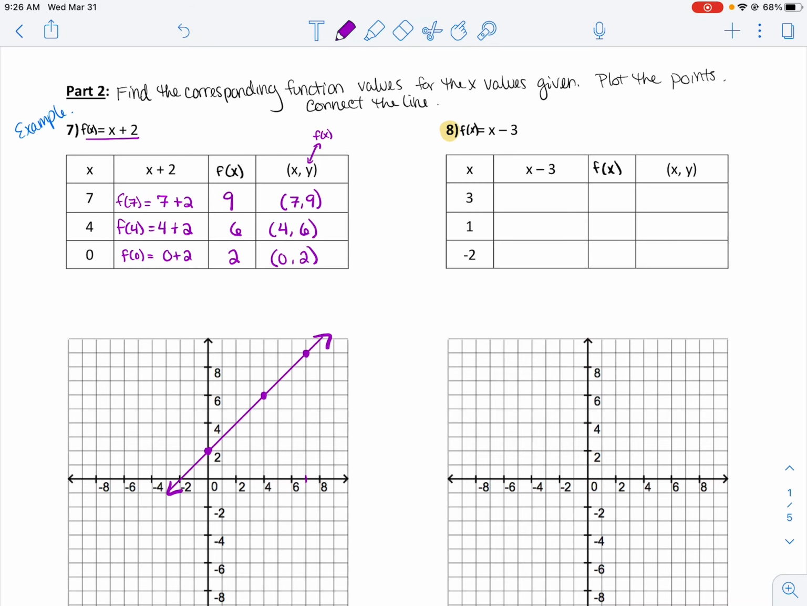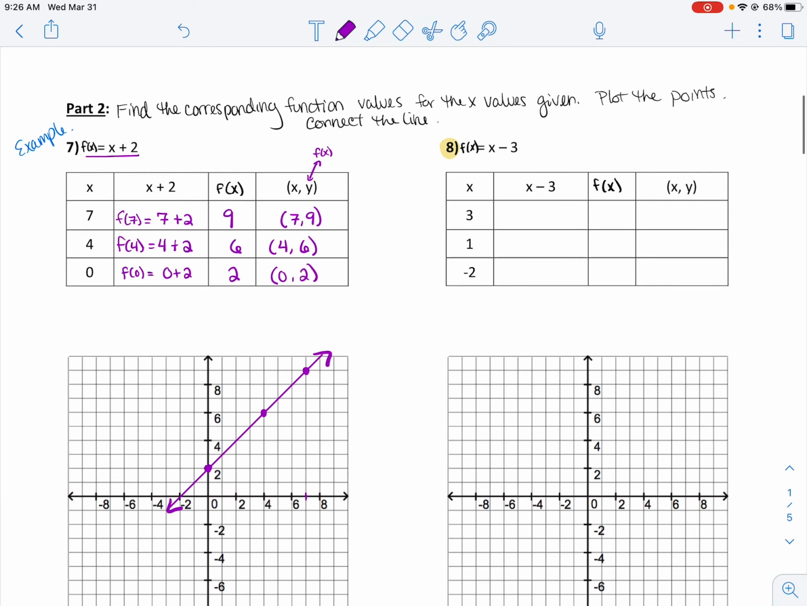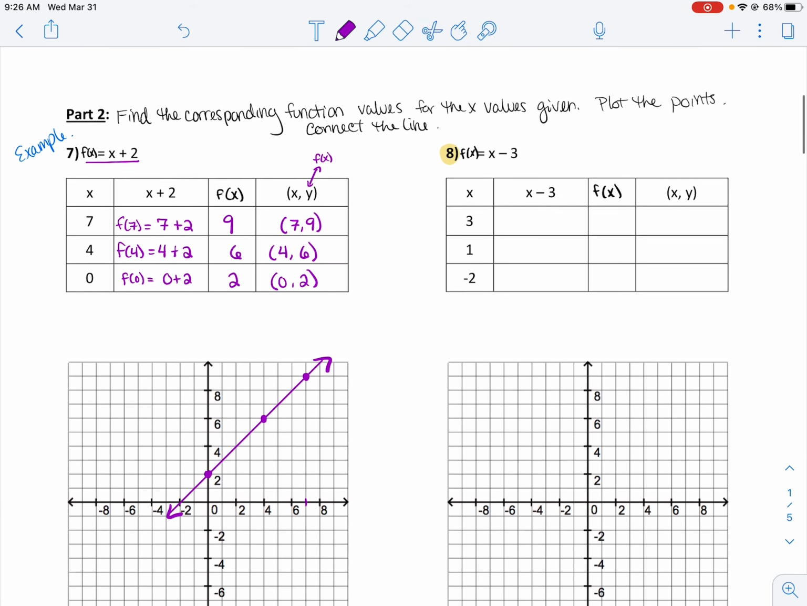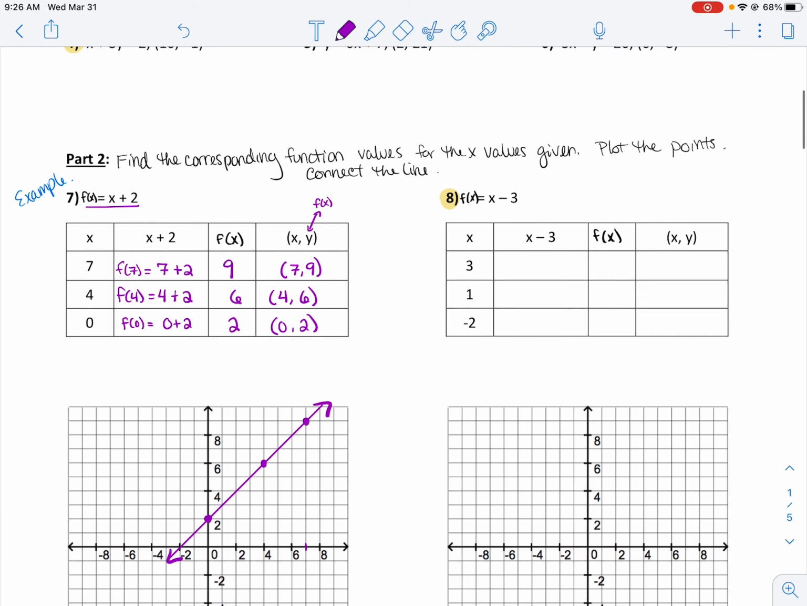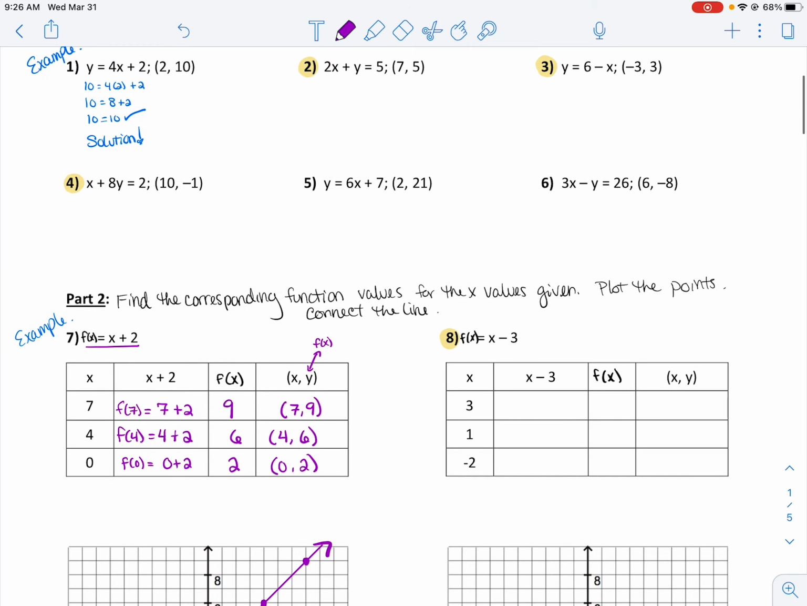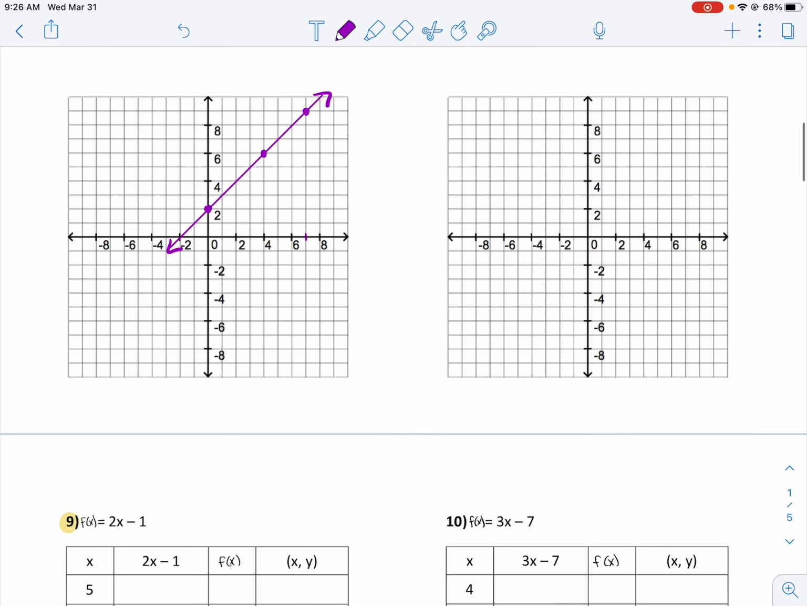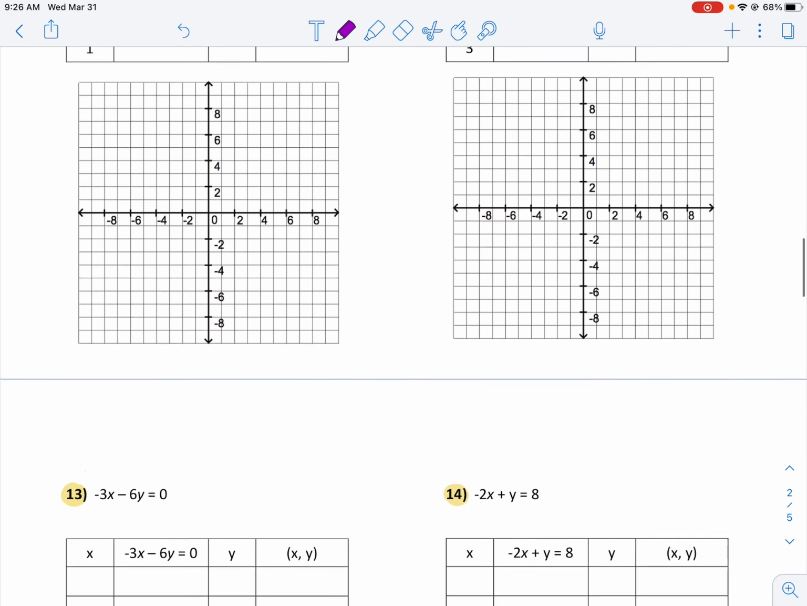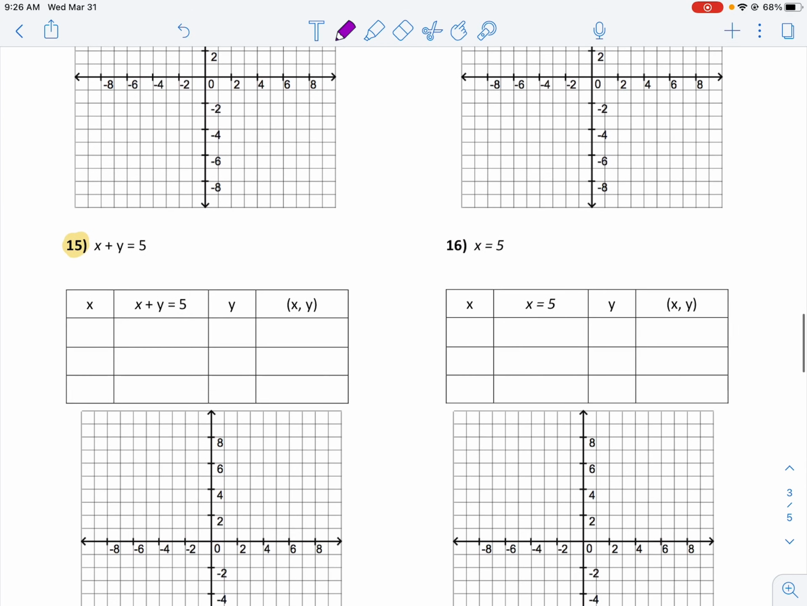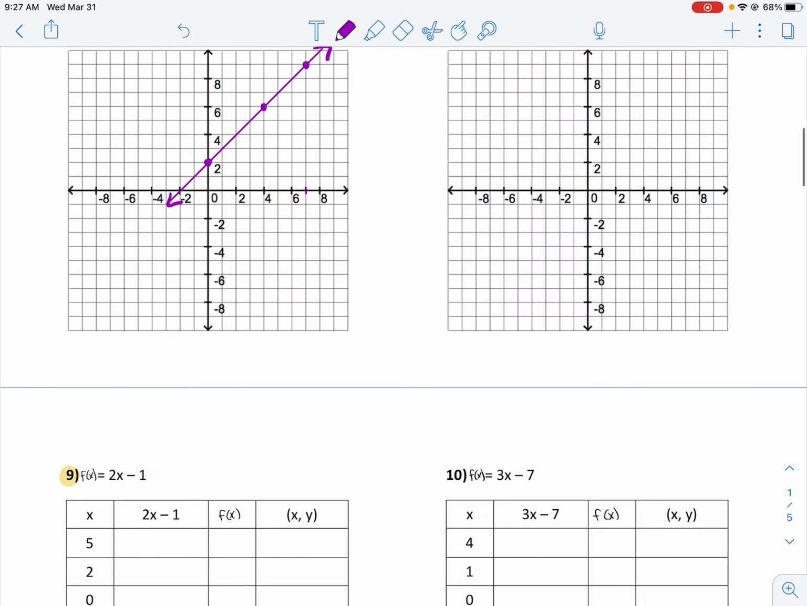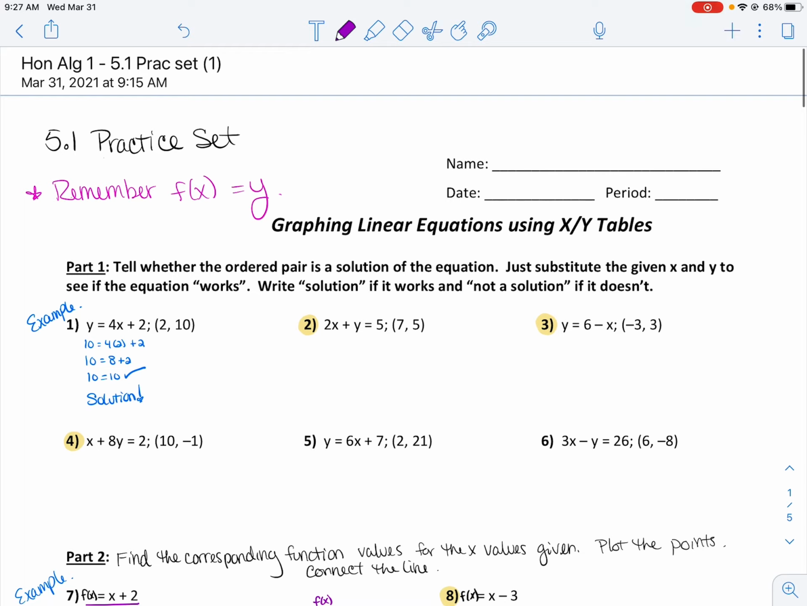So I would like you guys to try before Friday's class just the highlighted problems. So 2, 3, 4, 8, 9, 13, 14, 15, okay? So give those a try before Friday's class.